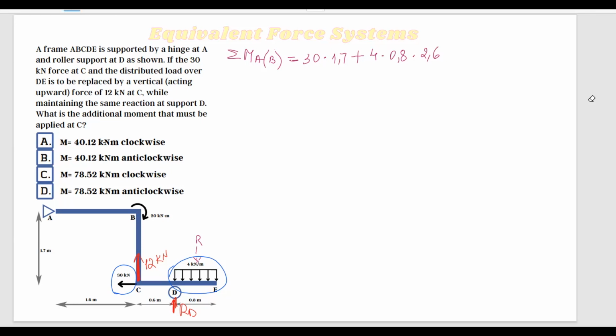And I stopped here last time, and I'm going to stop here for now. And this, let's say, gives me, if you do the math, I'm going to go ahead and do it quickly, 30 multiplied by 1.7 plus 4 multiplied by 0.8 and multiplied by 2.6 equals, I get a moment about A before we remove the forces of 59.32, and these are kilonewton meters.